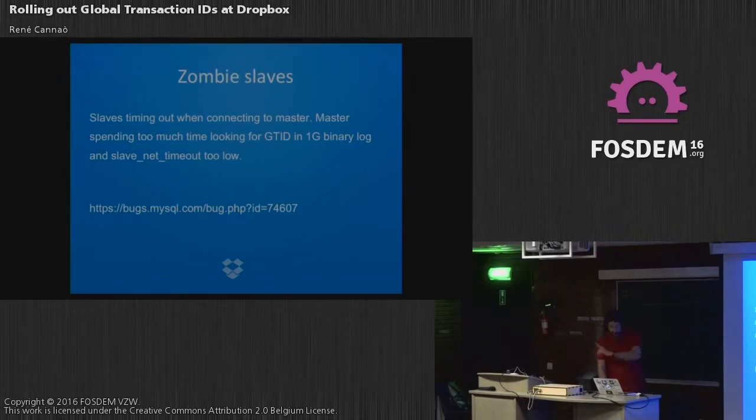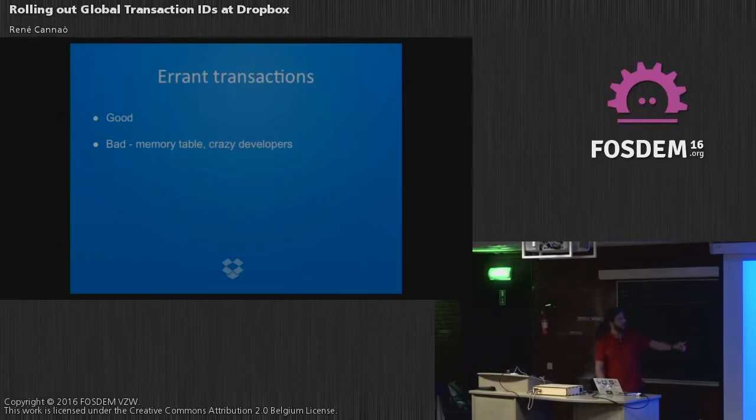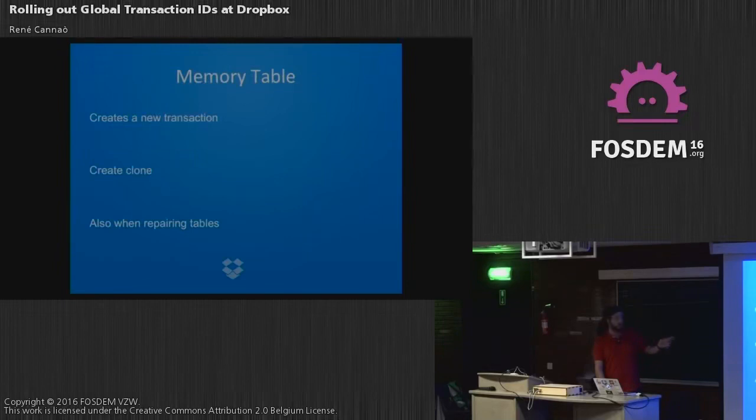I'm going very quickly because I have 1 minute. So we had other issues. A very good thing about GTID is that you can identify if there are some events that are executed on the slave but not on the master using GTID set. This is good, but at the same time we had some edge cases in which we were seeing transactions being executed on the slave while we were sure that was not the case. The problem was with memory tables. We had some legacy application, and every time you restart MySQL and there is a memory table, you create a transaction to clean the tables.